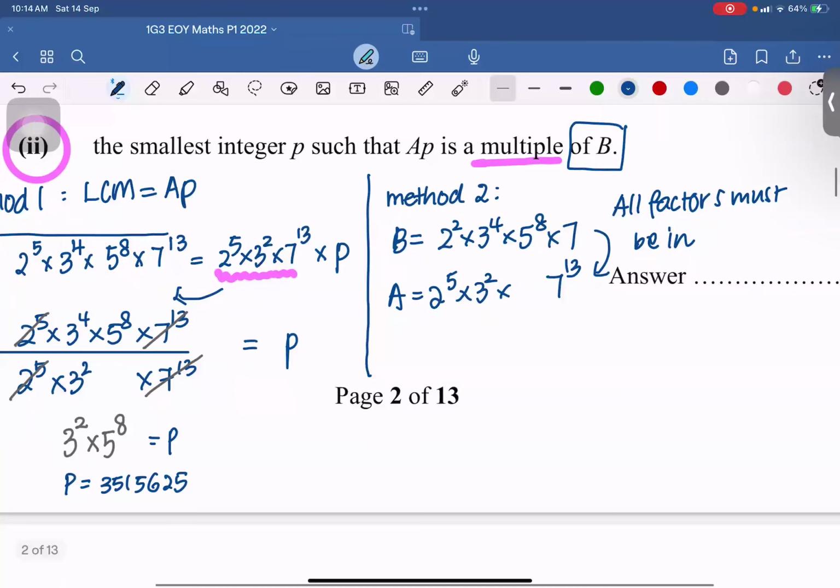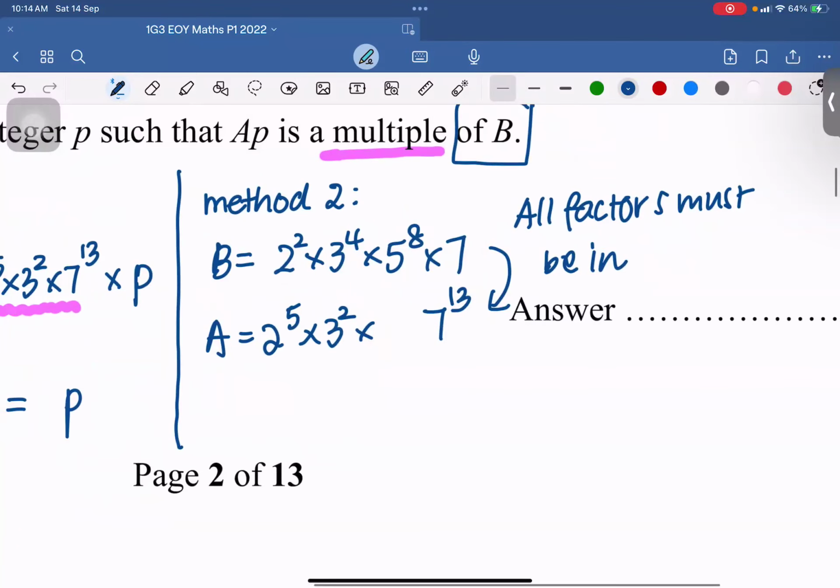So what do we observe here? If all the factors of B must be included, 2 squared is already covered. We got more than enough, we got extra over here. So this one is just done. No problem. Next one, 3 to the power of 4. I need to have 4 of them, but I only have 2 here. 2 are missing. So it'll be 3 to the power of 2. Next one, 5 to the power 8, totally missing. So I multiply by 5 to the power of 8.